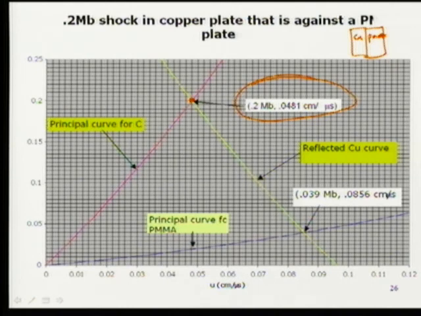So you'd know that's where you reflect your copper curve, and it comes down. Where it hits the PMMA curve, that's the shock that goes into the PMMA along the principal curve. And notice that it's only 39 kilobars, so it drops from being 0.2 of a megabar all the way to 0.039 megabar in the plexiglass to allow this to be the same across that boundary. So the plates staying together requires that pressure to drop in this situation.